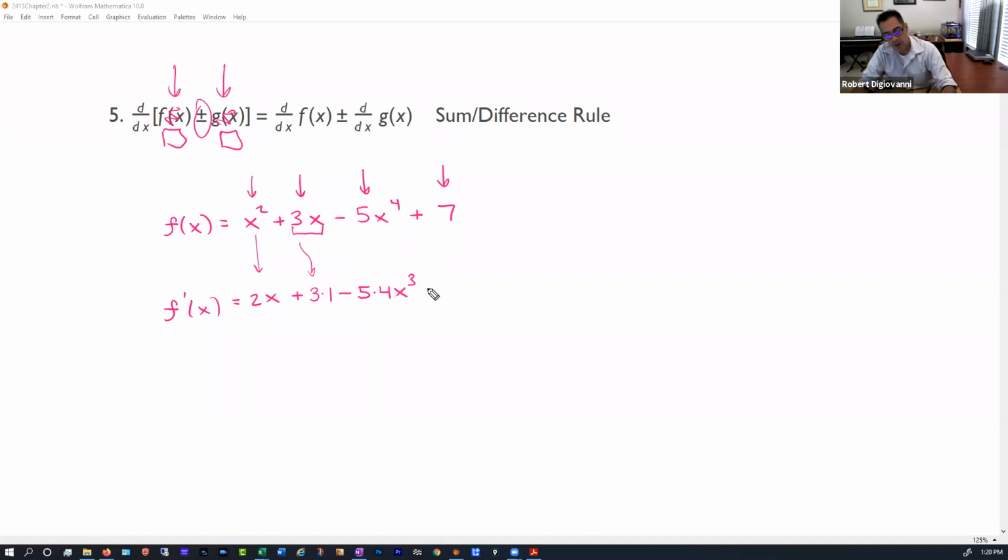And then we do plus, and then the derivative of 7 is nothing. In this case, the derivative of 7 is 0 because 7 is not attached to a function. It's just 7 by itself, so its derivative must be 0. And then we can do a final cleanup, 2x plus 3 minus 20x cubed.